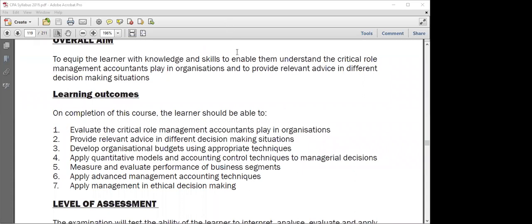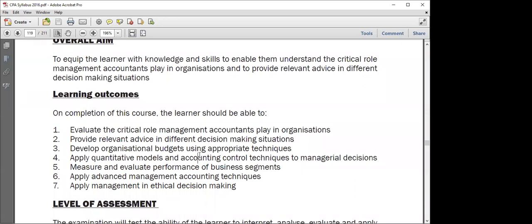So that is why it's important for you to understand the different appropriate techniques that can be used in the area of budgeting. And then we shall also try to look at some quantitative models and accounting control techniques for managerial decisions. I already talked of it; we picked some models like linear programming from paper 2.